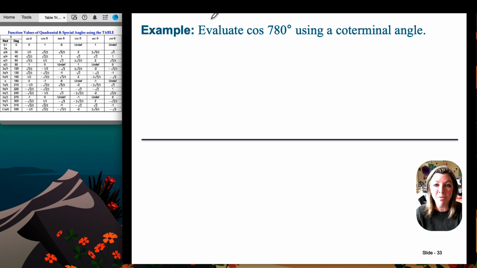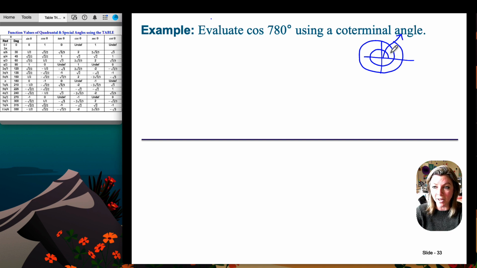Okay, in this example, we're asked to evaluate cosine of 780 degrees using a coterminal angle. So let's draw a sketch of a 780 degree angle. Terminal side opens in this direction. Now we're at 360, another full rotation. We're at 720. 60 more degrees will get us to the 780 degrees that we need. So here we have a 780 degree angle.